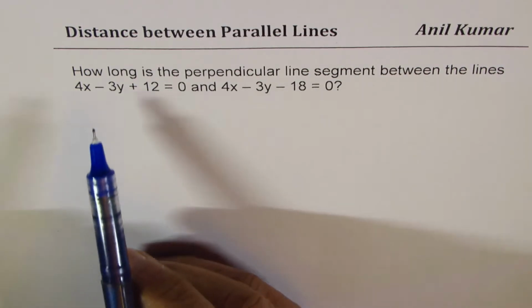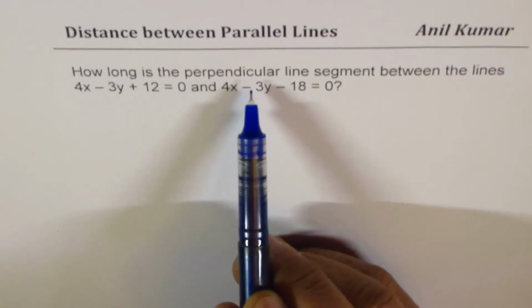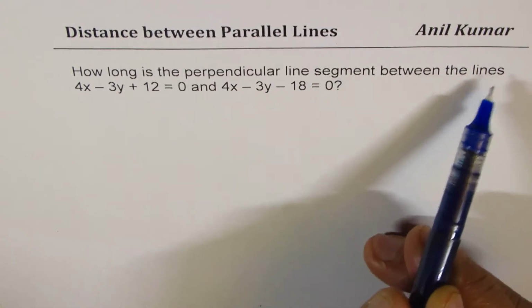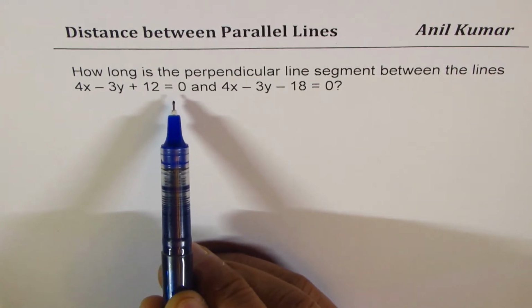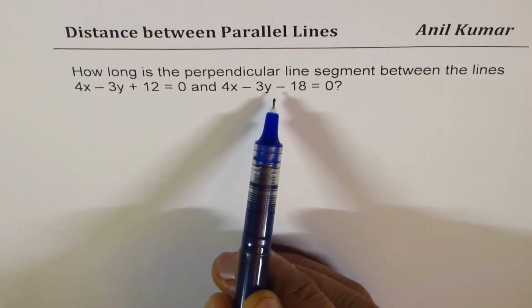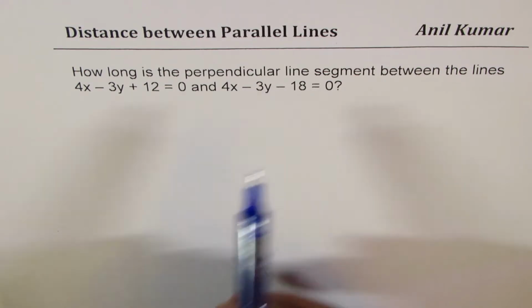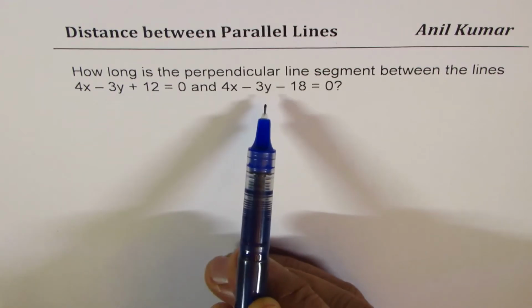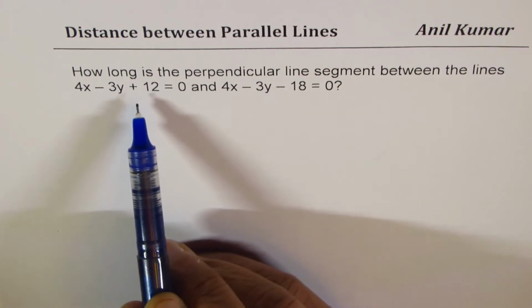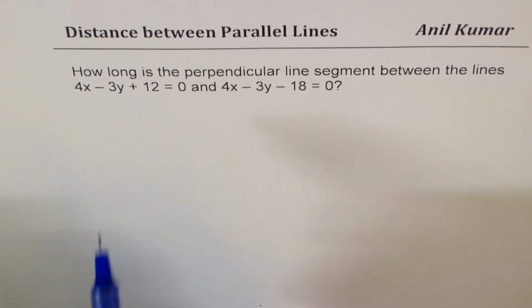The question here is, how long is the perpendicular line segment between the lines 4x minus 3y plus 12 equals 0 and 4x minus 3y minus 18 equals 0? Now if you consider these two lines, both of them are parallel and their slope is, let's figure it out.